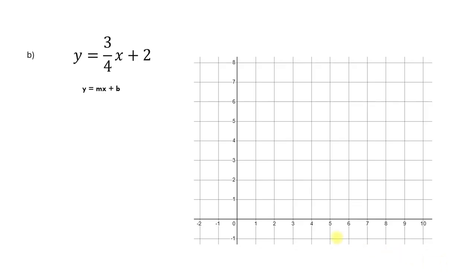2. Our b value, or y-intercept, is 2. So we'll plot that. And our slope is 3/4. So we'll start with a run of 4 and a rise of 3.